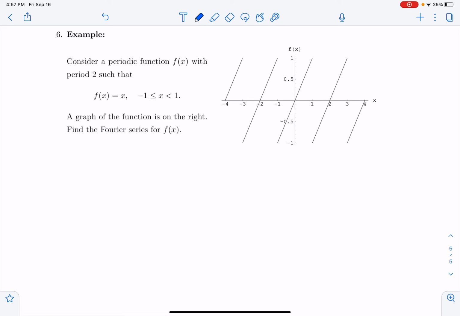We will now do one more example of finding a Fourier series for a periodic function with period 2. So we're going to consider the periodic function f of x, where f of x equals x between -1 and 1. And we're going to extend f of x to be periodic so it has period 2. You can see the graph of that function f of x on the right. So we will note that L, which is half of my period, is 1.